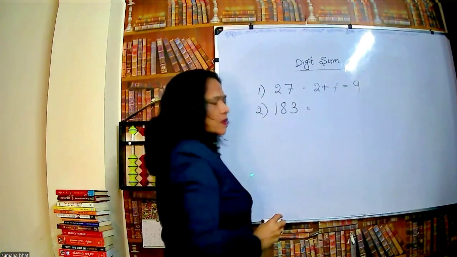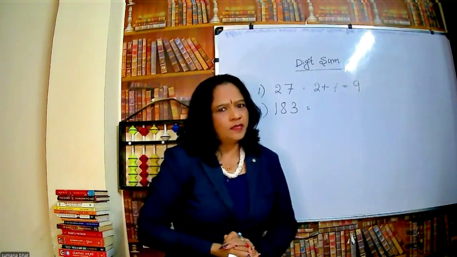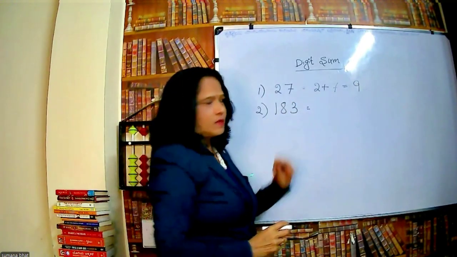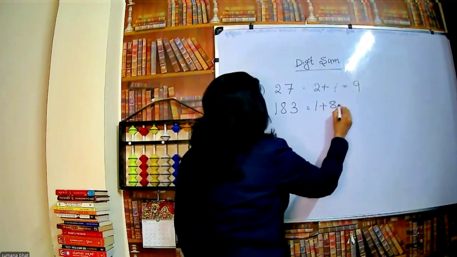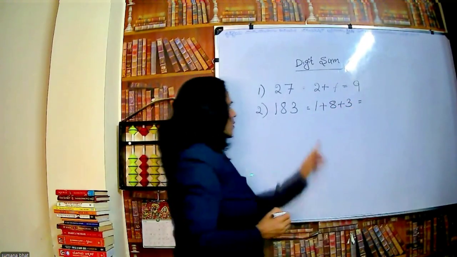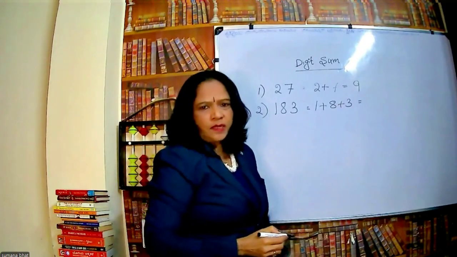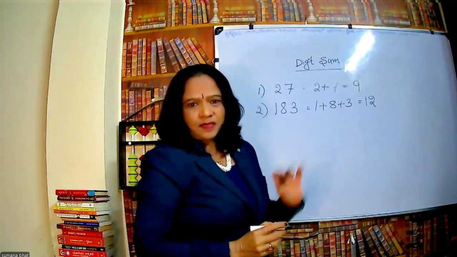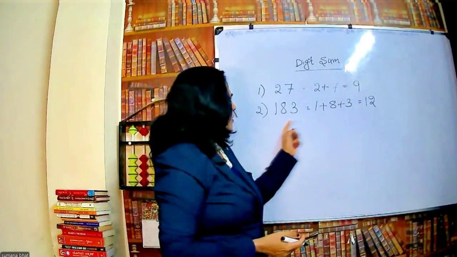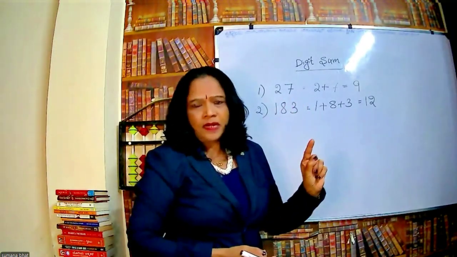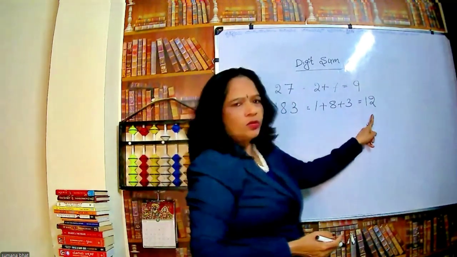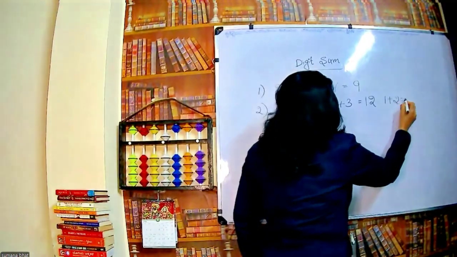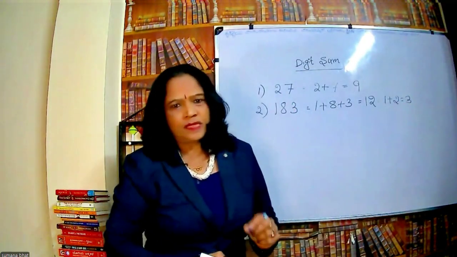Suppose we take one more. Suppose the number is 183, what is the digit sum? What should you do? Sum all the digits: 1 plus 8 plus 3. 1 plus 8 is 9, 9 plus 3 is 12. But 12 is not the digit sum. The digit sum should be found by adding all the digits and bringing it into a single digit. So 12 also we should bring into a single digit. That will be 1 plus 2, so the digit sum is 3.